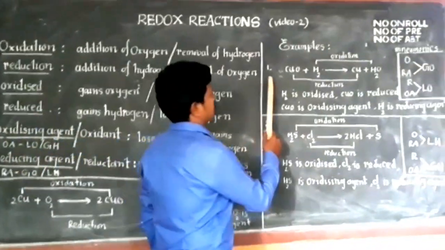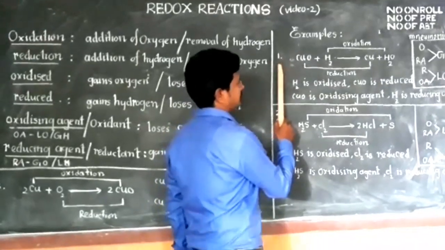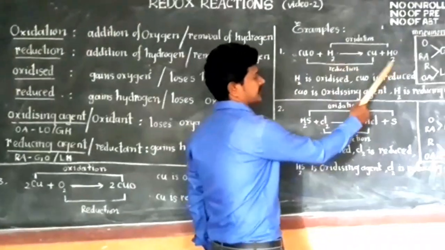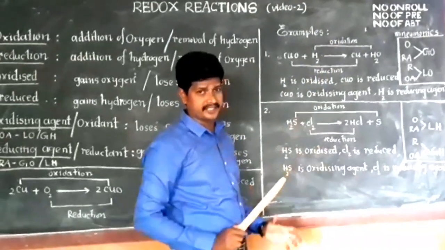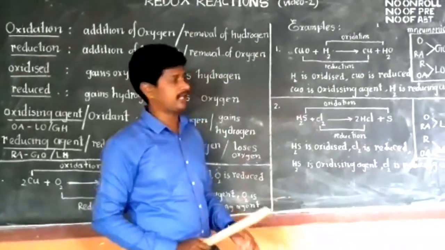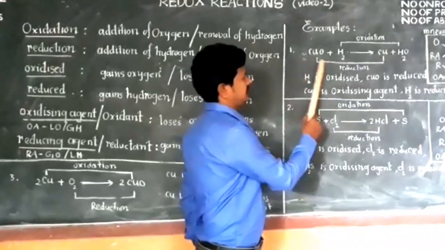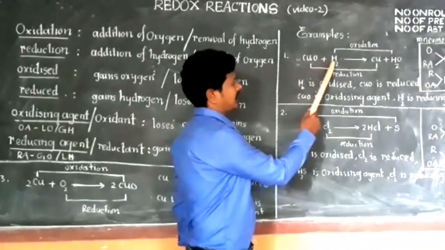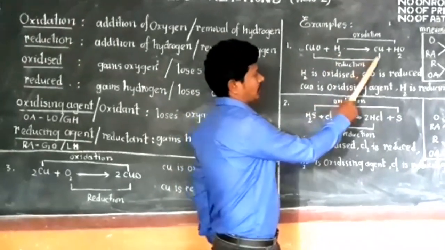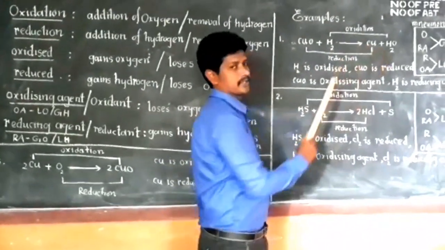Here, equation 1 is a redox reaction, no doubt. Why? Because oxidation and reduction take place simultaneously in this chemical reaction. So in this redox reaction, what are the reactants? Copper oxide and hydrogen are reactants. Copper and water are products.